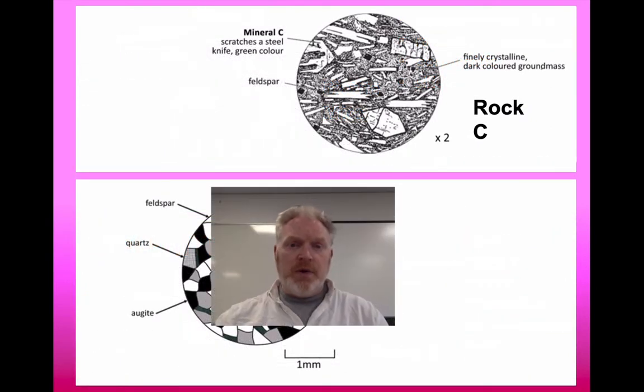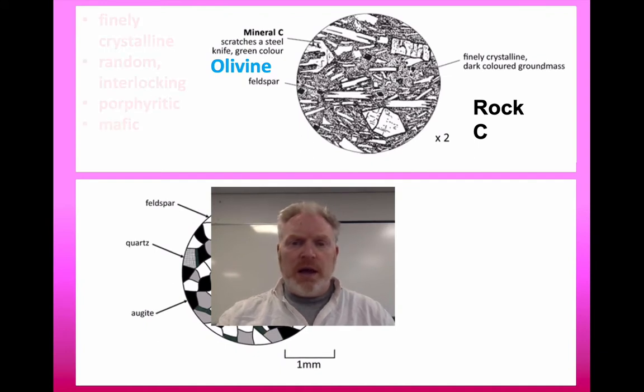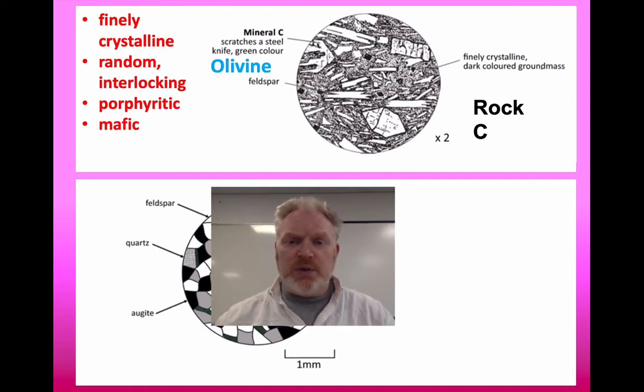Rock C then, we've got a green hard mineral there. That's going to be olivine. We've also got feldspar in here as well. The crystals in this one though are quite fine, most of them. Again, they're random and interlocking. It is porphyritic. There are some bigger crystals in here, as well as the finer grain ones, and it's mafic in composition. It contains olivine, and it's generally dark in colour, so it's going to be mafic. So this particular rock is a basalt.